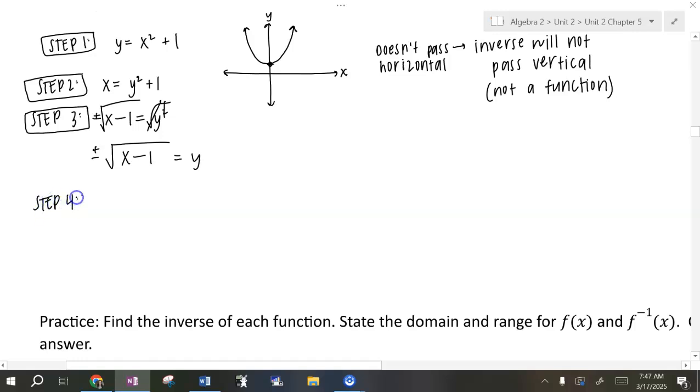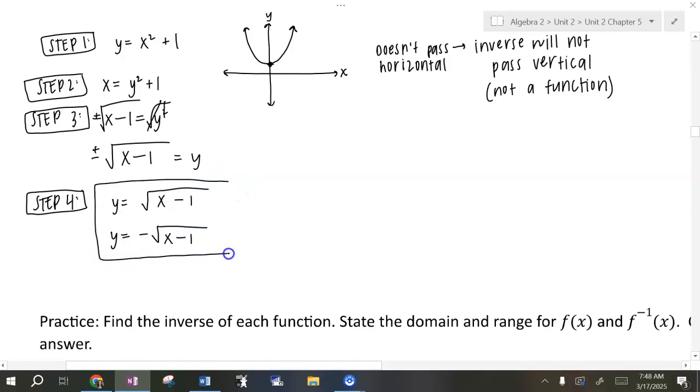Step 4, we can't write this as an inverse function, but what we can do is say y equals positive square root x minus 1 and y equals negative square root x minus 1. Since you can't write this all as one equation, that's how you know this is just not going to be a function. So let's think about what this graph looks like.